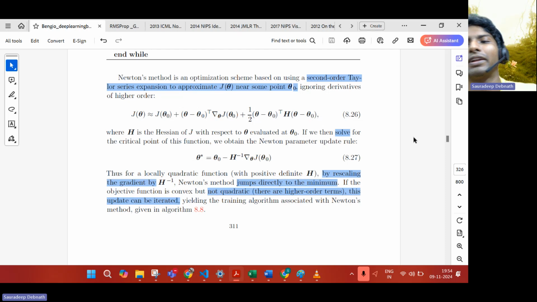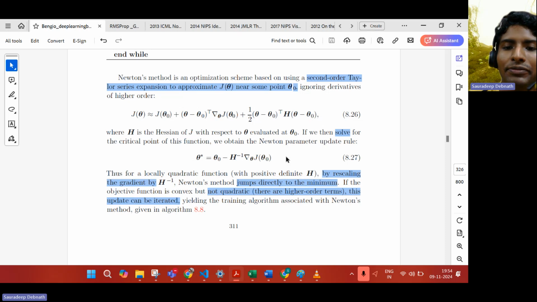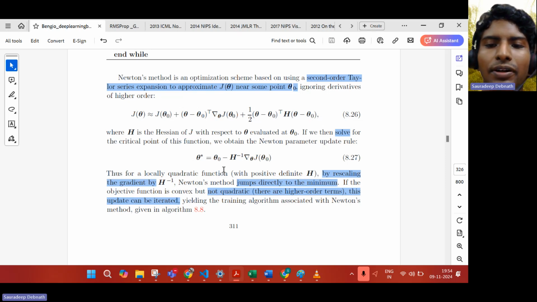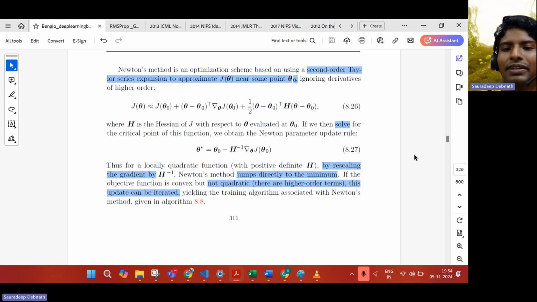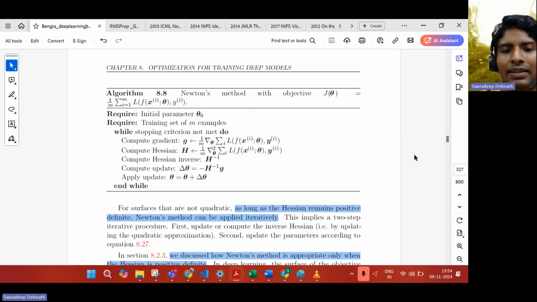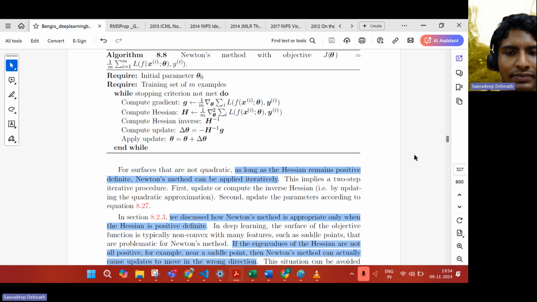Now, for any minima or maxima, as you might recall, the gradient is 0, right? Let's set the gradient equal to 0, and then we get this solution. That is, from the current weights, let's deduct the inverse of the Hessian times the gradient at the theta naught point. So, if it were a quadratic function itself, it would reach the minima in one step. But what if it is not? Then we just repeat it multiple times. That basically is Newton's method.